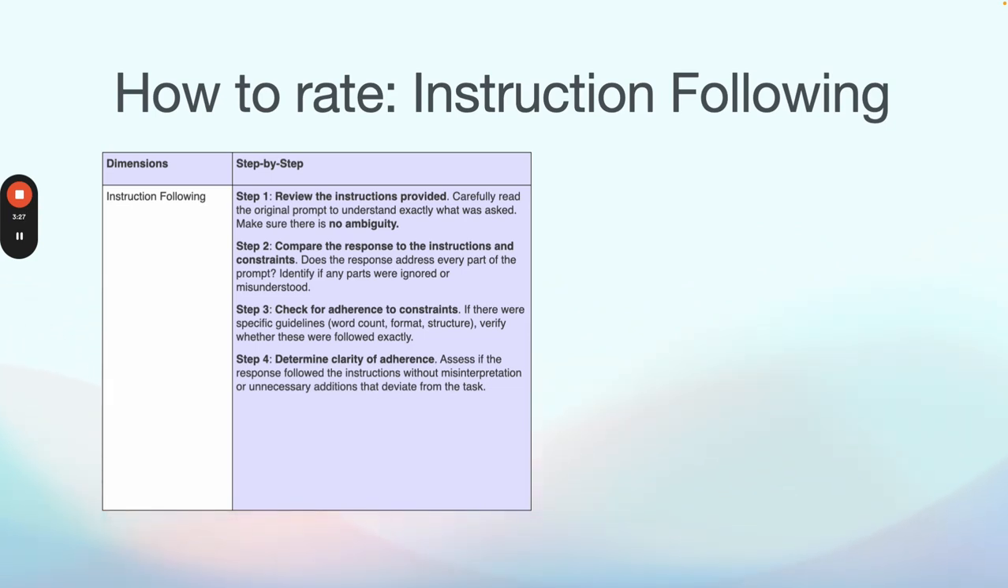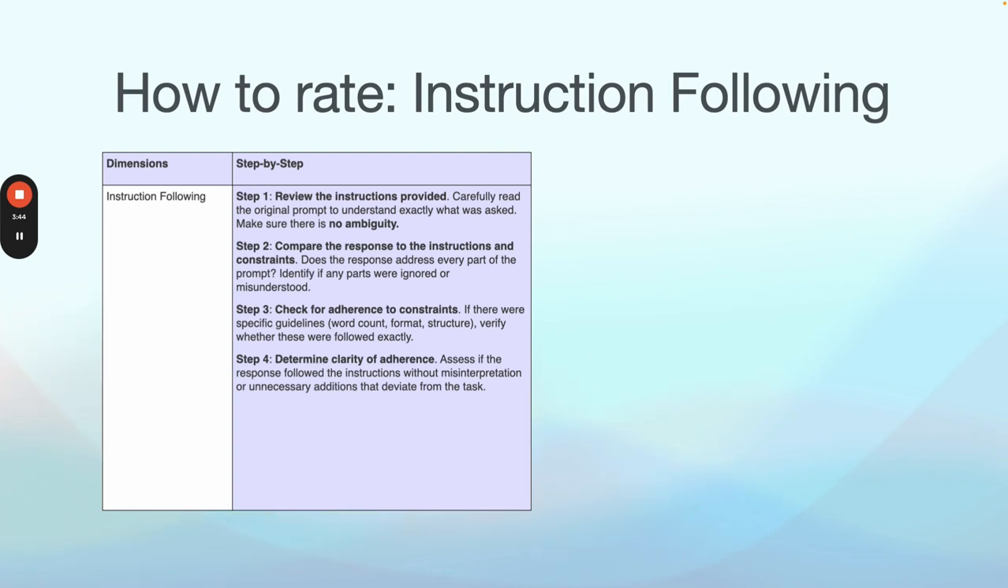or maybe it's a word problem. I have $100. My friend takes $16. I have $5. Answer with the units. So it should say, for example, cents. That's a type of constraint. And determine the clarity of adherence. So were there any unnecessary additions or misinterpretations? Basically, that's what we're looking at.